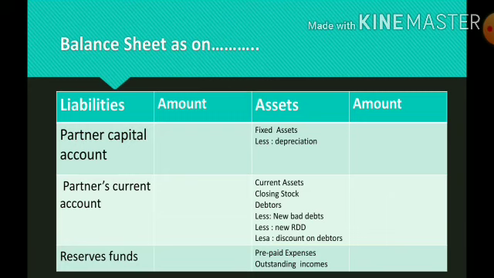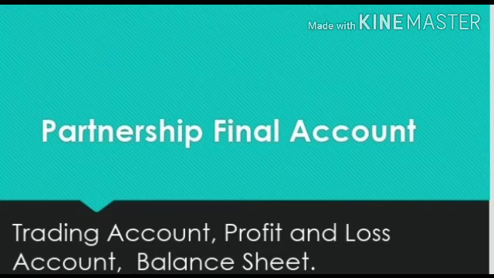liabilities will be recorded. On asset side, that is on right hand side, we are going to record all the fixed assets like land and building, plant and machinery, furniture, motor van, delivery van. After deducting depreciation, it will be recorded. Then we are going to write all the current assets like closing stock, debtors. Here we are going to deduct new bad debts, new RDD, if any discount on debtors. We will write the prepaid expenses, outstanding or income receivable, etc. So here we have learned about the final account.